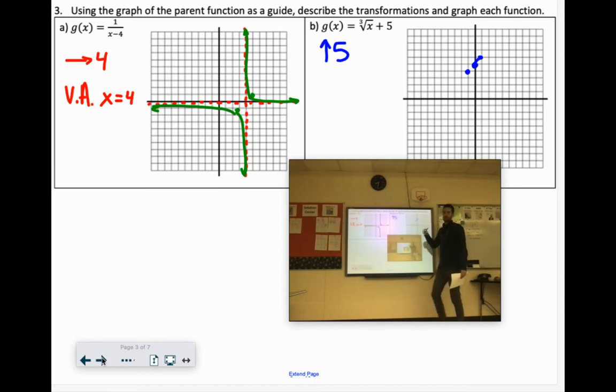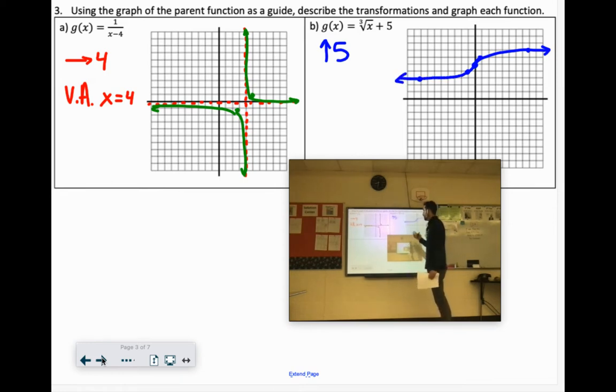Then our next point was 8, 2. So it was over 8 and up 2 from our 0. So if we did that here, we'd go over 8, up 2. There would be our third point of the graph. We could go left 8 and down 2, and that would give us the left half.